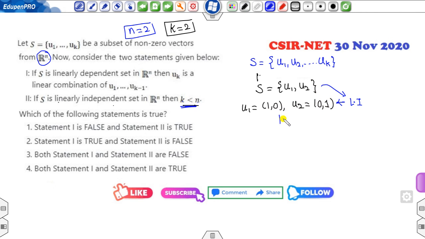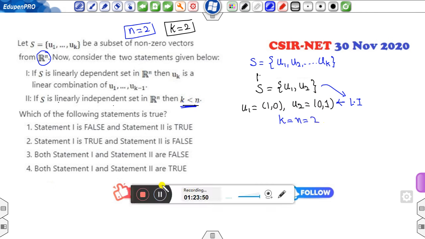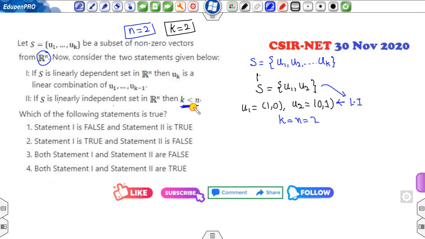That means S is linearly independent, satisfied. Then k is less than n. But K and N are both the same, but he said k is less than n. So this is cancelled. S is linearly dependent. Can you make them a linearly dependent set? How can you make them? I can take (1,0) and (2,0). Fine, they are linearly dependent. Then uk, where k is 2, u2 can be written as a linear combination of u1. So this is a correct statement according to this example.